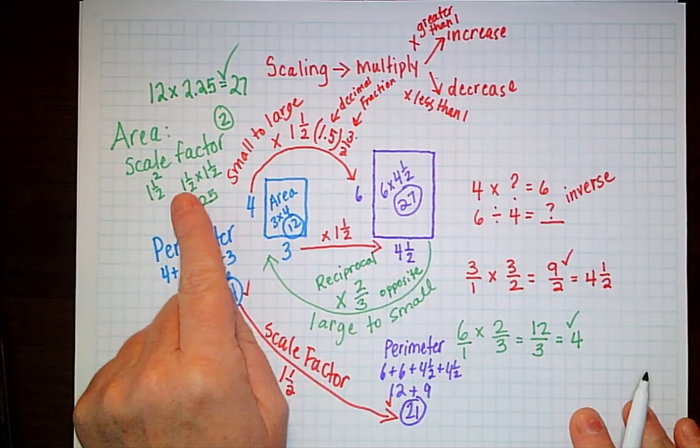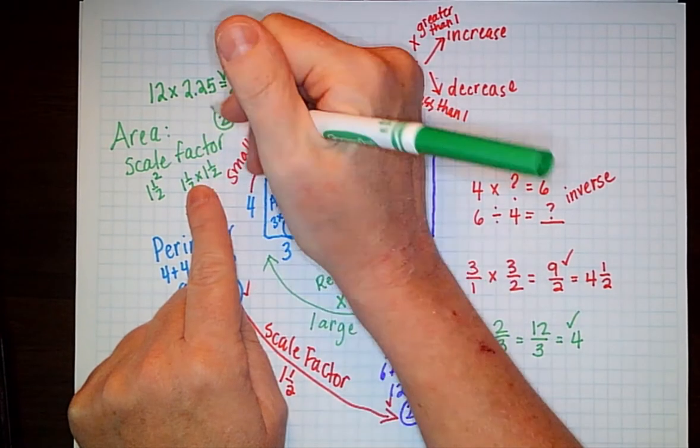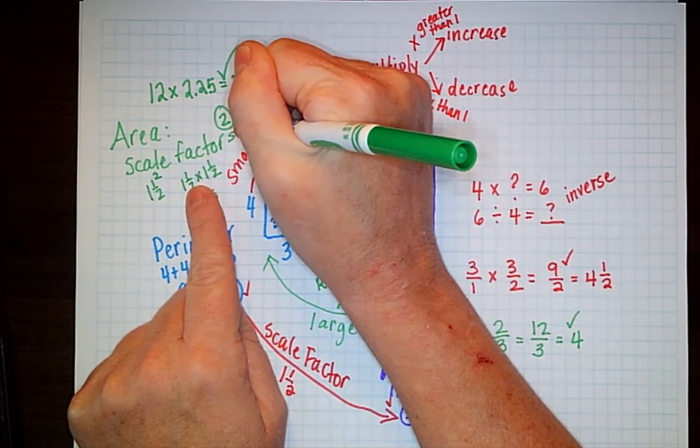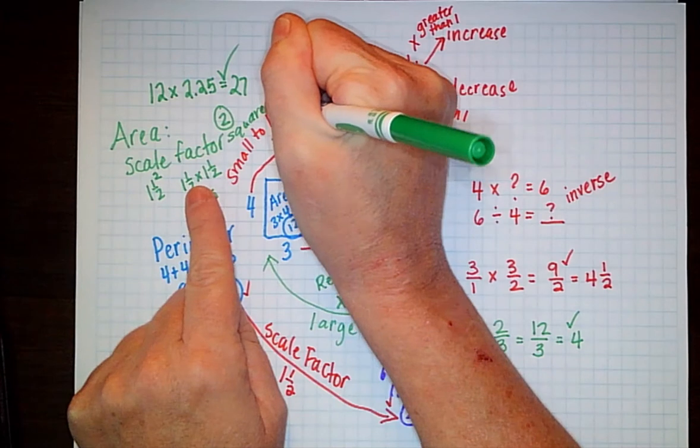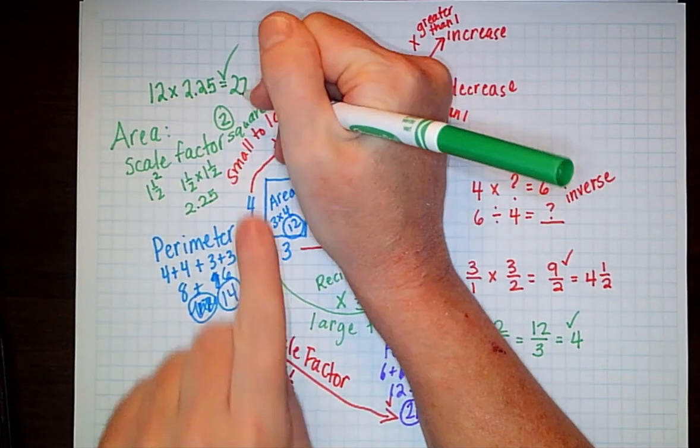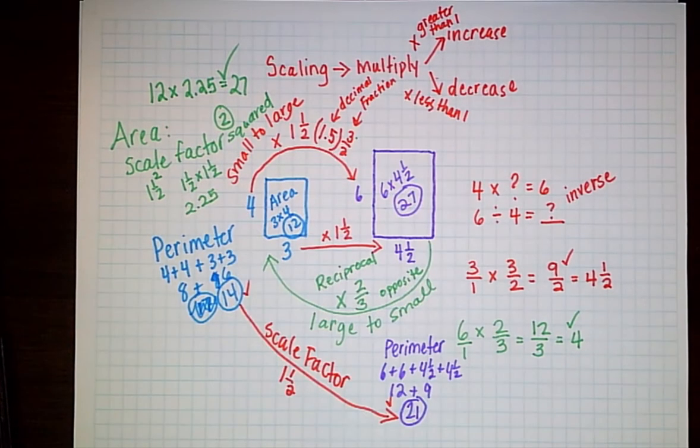So area is always the scale factor squared. It's always the scale factor squared. So you just want to be on the lookout for that with area and perimeter.